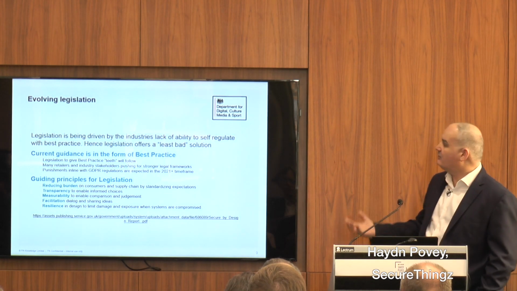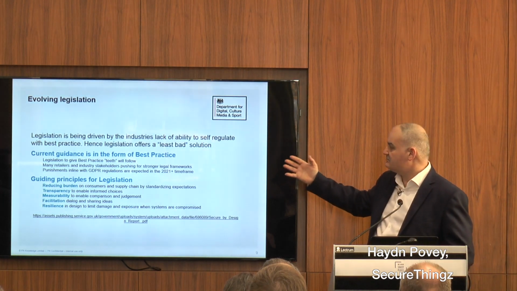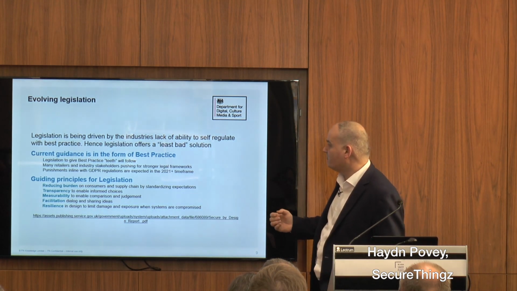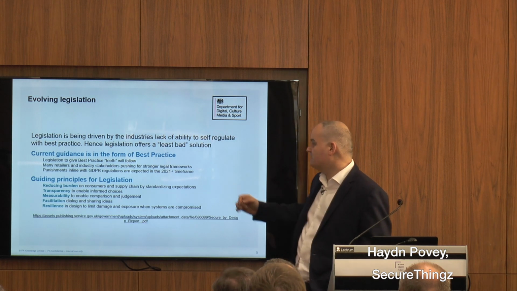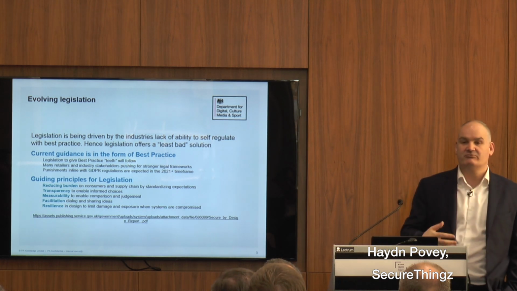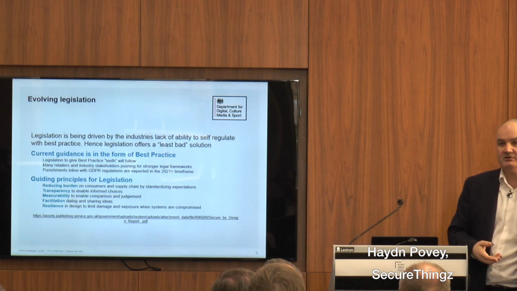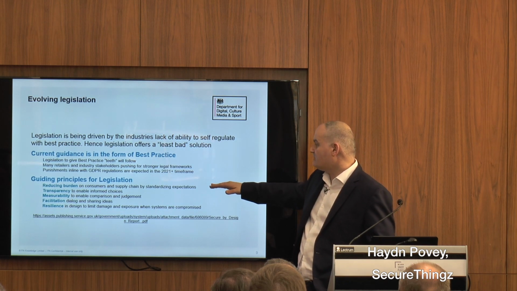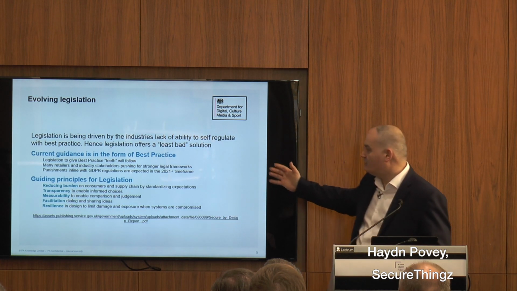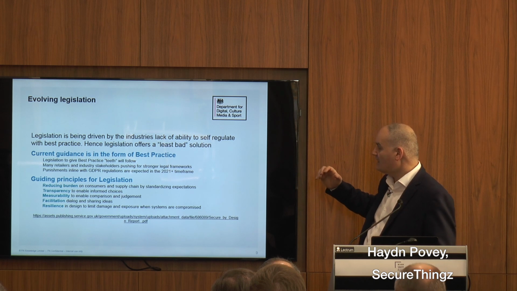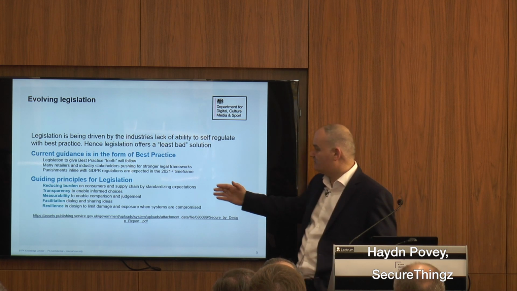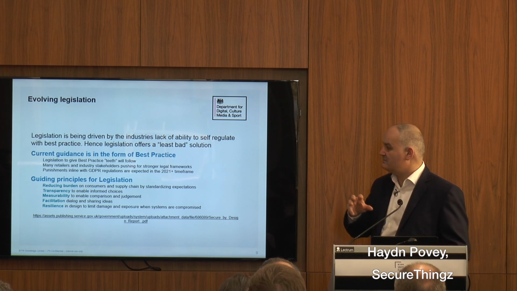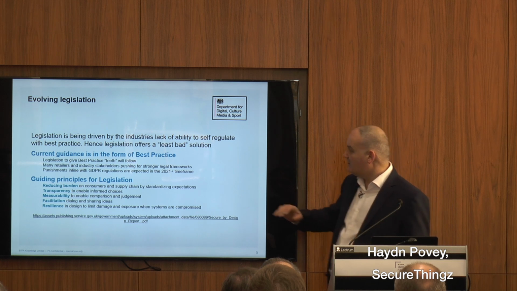So when we look at the evolving legislation, we have the best practice moving through to a code of practice and moving forward from there. But the guiding practices for legislation really should be that this is around reducing burden on consumers. This is not intended to be another hurdle for industry. Transparency, as we heard about earlier around privacy, how we enable people to understand what's going on. Measurability. Once we have legislation, we have to be able to measure against the legislation.